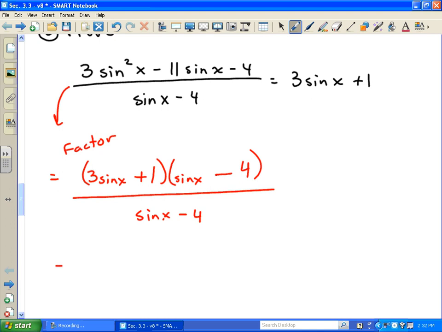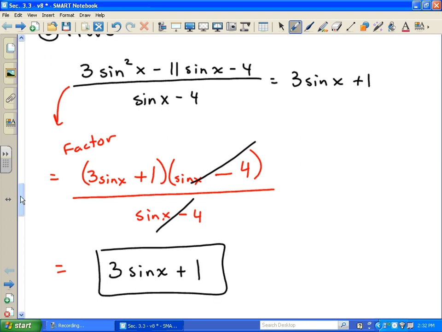Okay, this being the case, I see that I have a factor on the top that cancels with the factor on the bottom, and then I'm left with 3 sine of x plus 1. And that was actually the desired result that I was wanting to achieve there on the right-hand side. This concludes my examples of proving trig identities.